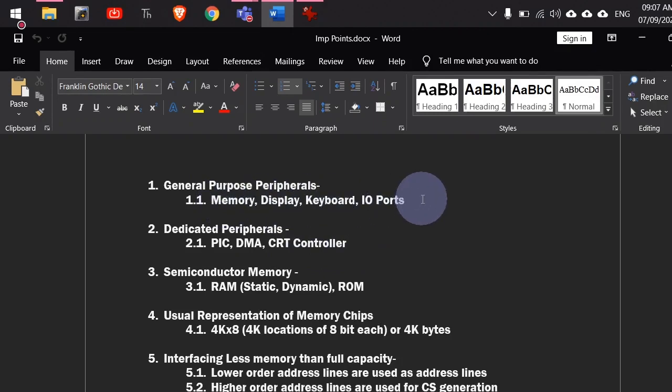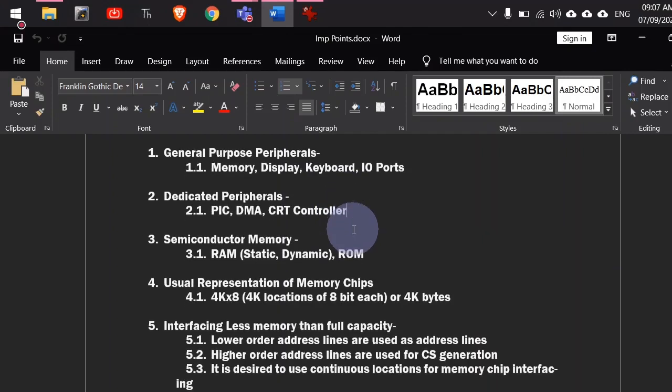You can buy any memory chip, any display, and any keyboard or input output port for your computer, right? It is not specific to your processor. However, this PIC, DMA, and CRT controller, which we will study in the coming lectures, are sometimes specific to computers, so they are not generic enough, right?